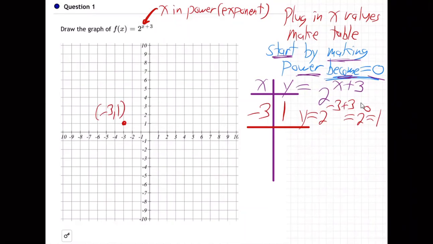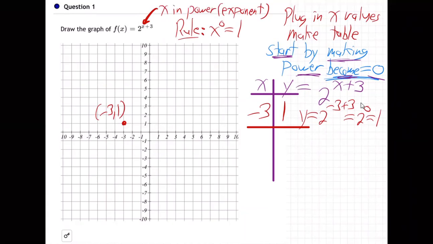Do you see how I got that first dot? Is that making sense? Make the power become 0, and then anything to the 0 power is 1. So that's a rule you need to know about powers. So here's an important rule. Anything to the 0 power is 1.